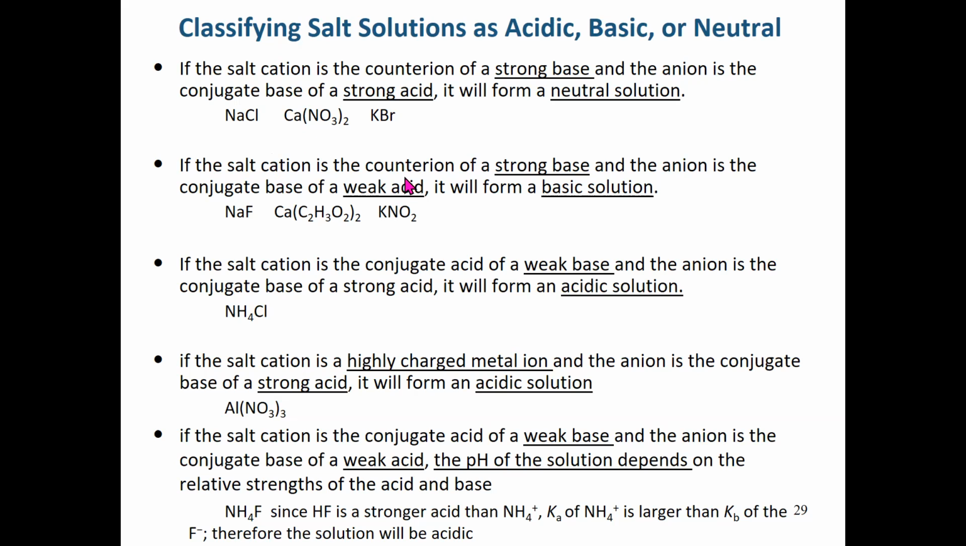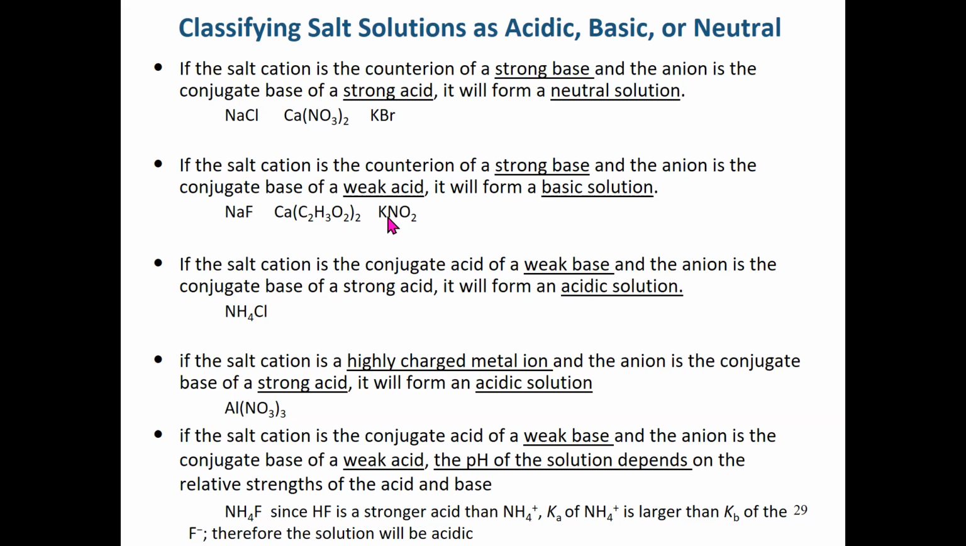If the salt has a counterion of a strong base, and the anion is the conjugate base of a weak acid, then it's going to form a basic solution, because a strong base produces the neutral, but the weak acid produces the weak base. So if we look at this here, the sodium part is going to be neutral, but the fluorine coming from HF is a weak acid, F minus is the conjugate base, that's a weak base. So it's going to be basic in solution.